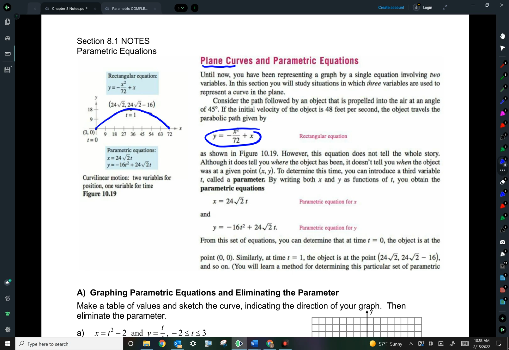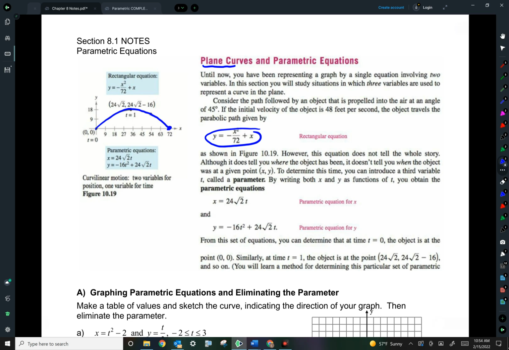However, and here's what I want you to notice. This equation does not tell the whole story. Although it does tell you where the object has been, it doesn't tell you when the object was at a given point. So in other words, let's say this represents the path of a rock. I throw a rock into the air, it moves along this parabola and then lands over here on the ground.